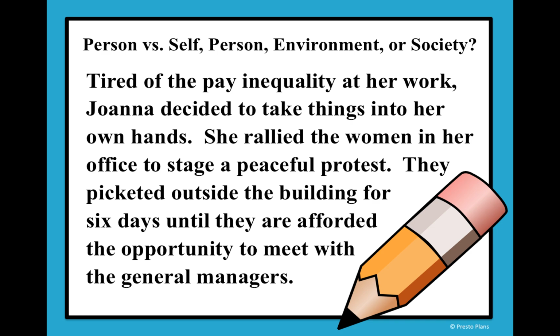Tired of the pay inequality at her work, Joanna decided to take things into her own hands. She rallied the women in her office to stage a peaceful protest. They picketed outside the building for 6 days until they were afforded the opportunity to meet with the general managers. What kind of conflict is this? Good job. Person versus society. Our clue words are protest and picketed.